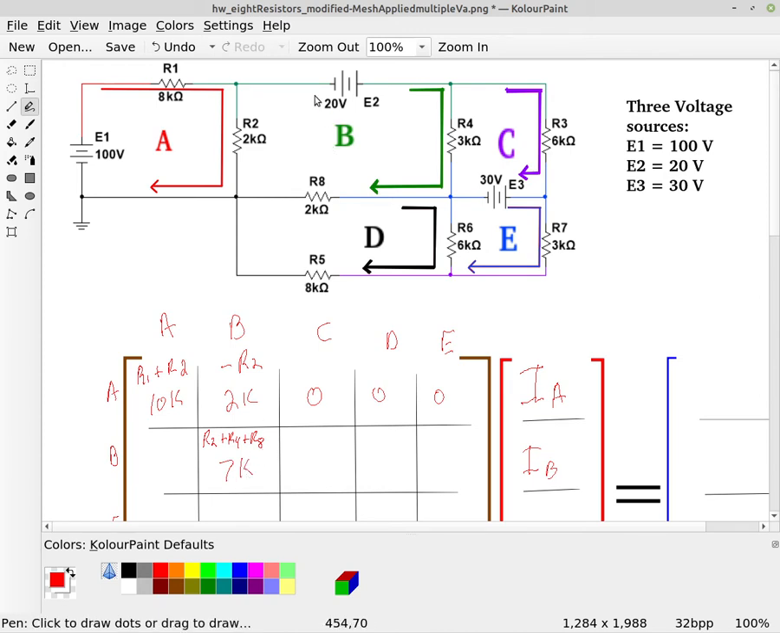And now we want to start subtracting. Well, we kind of already said, right, R2 is touching both A and B, so those are opposing. So this is going to be a minus R2 over here, which would be a 2K.